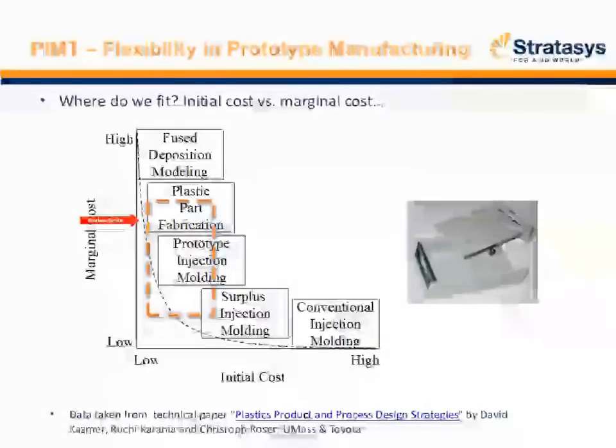They have an initial cost much less than conventional injection molding, surplus injection molding, and sometimes plastic part fabrication and prototype injection molding. And they have a marginal cost which is less than directly printing a part from FDM or any other additive manufacturing method. And of course, you get the final part from the real end product material, in the end process that you're going to use to manufacture your end product, which will probably be injection molding.